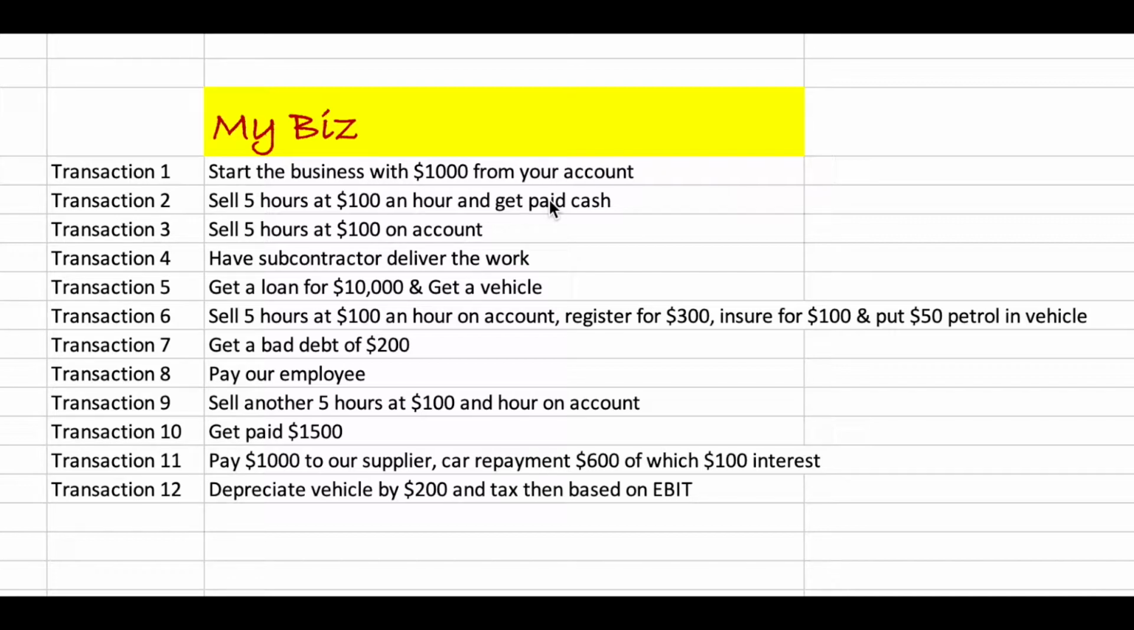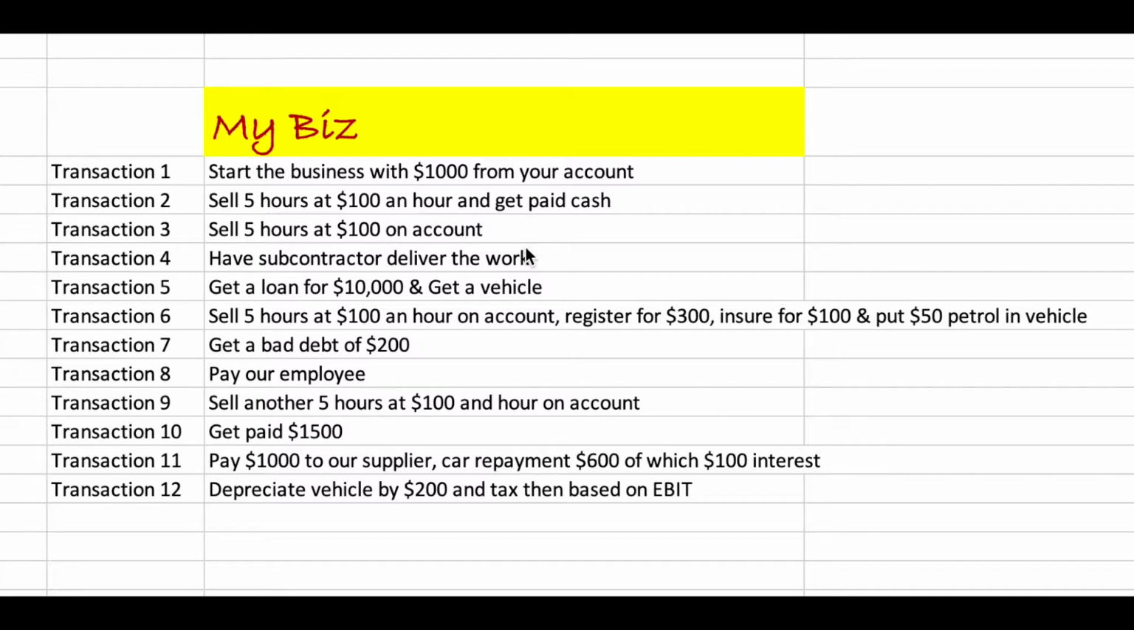Transaction 10, we're going to get paid. Woohoo! $1,500 worth of money comes to us. Transaction 11, we're going to pay our supplier or our subbies. In this instance, we're going to make a car repayment, of which $100 is interest. And at the end, our last transaction is related to tax. We're going to depreciate our vehicle by $200 and see how the tax implications play out from that, and see what EBIT and EBITDA mean to help you get your head around that.